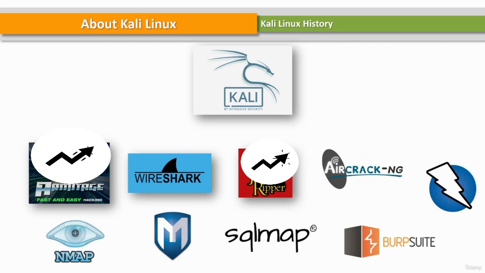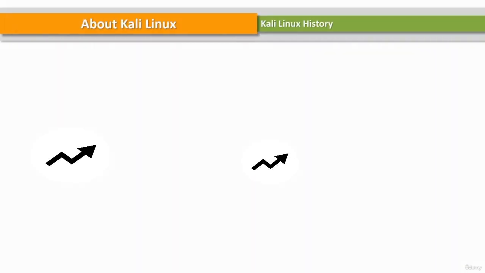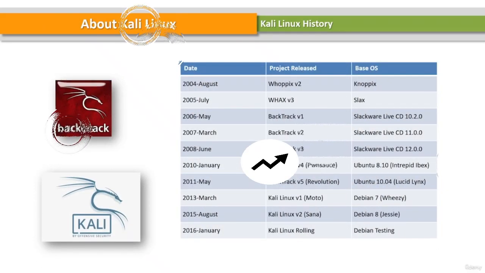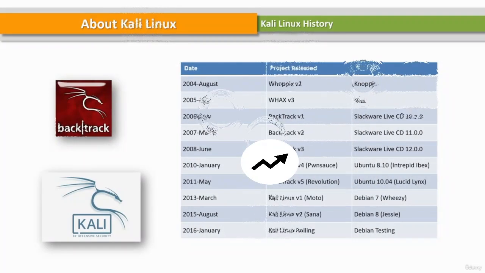So it was developed by Mati Aharoni and Devon Kearns of Offensive Security through the rewrite of BackTrack, their previous information security testing Linux distribution based on Knoppix. Originally, it was designed with a focus on kernel auditing, from which it got its name, Kernel Auditing Linux. Kali Linux is based on the Debian testing branch. Most packages Kali uses are imported from the Debian repositories.